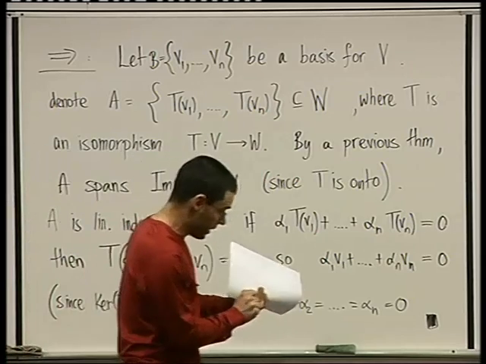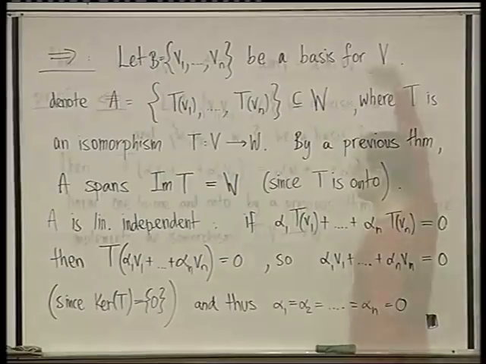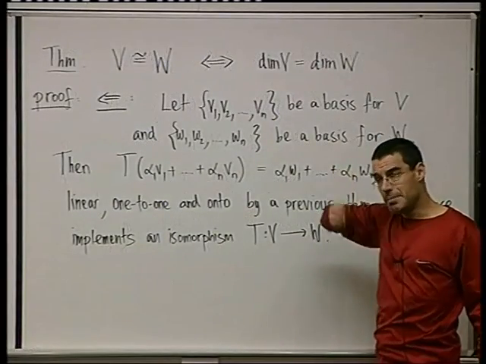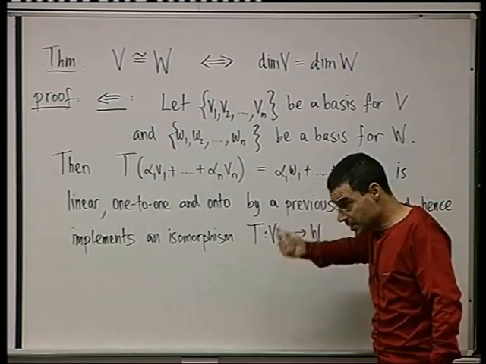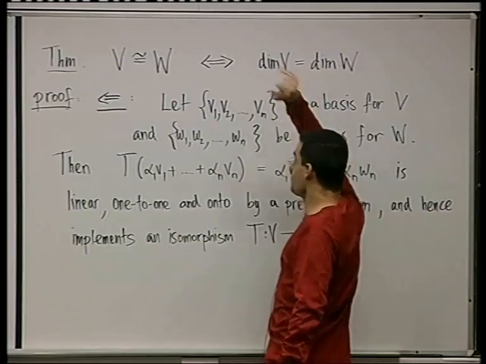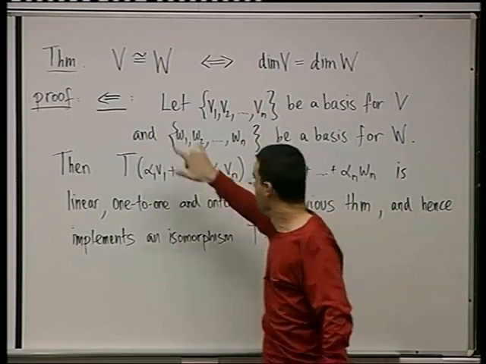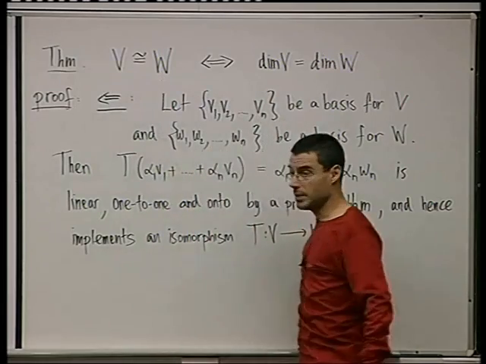We proved both directions. Let's go back here for a second. What did we prove? We proved that the dimension of a vector space determines its structure as a linear space, in the sense that if you take two spaces with the same dimension, they're isomorphic. And if they're isomorphic, they have the same dimension.